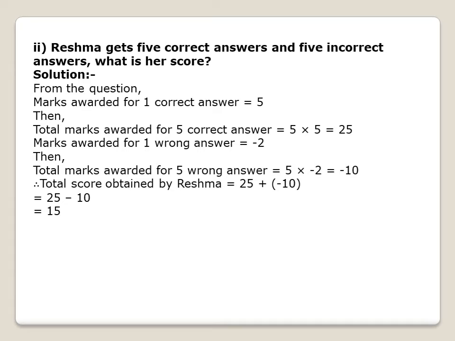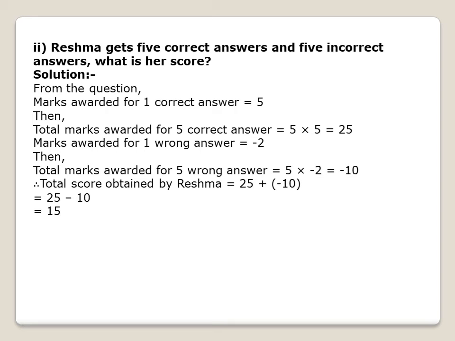Thank you. Question number 7, second bit. Reshma gets 5 correct answers and 5 incorrect answers. What is her score? Reshma is another student of the class. The first one is Mohan, we have discussed. Now the second one is Reshma. She attempted 5 correct and 5 incorrect answers.